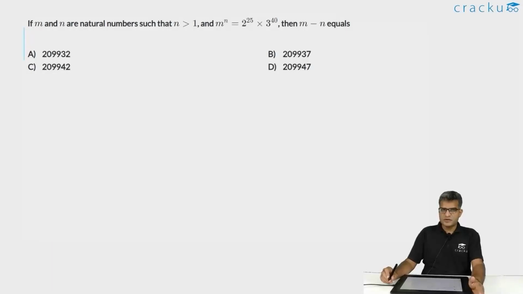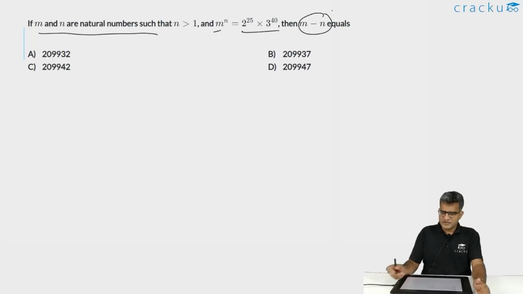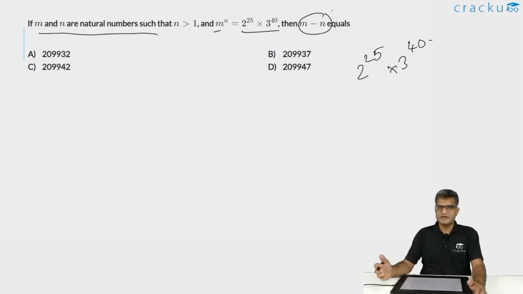In this question, we are told that m and n are natural numbers such that n is greater than 1 and m to the power n is 2 to the power 25 into 3 to the power 40. We are asked to calculate m minus n. So essentially what we are required to do is take 2 to the power 25 into 3 to the power 40 and combine both the terms such that the power is the same.